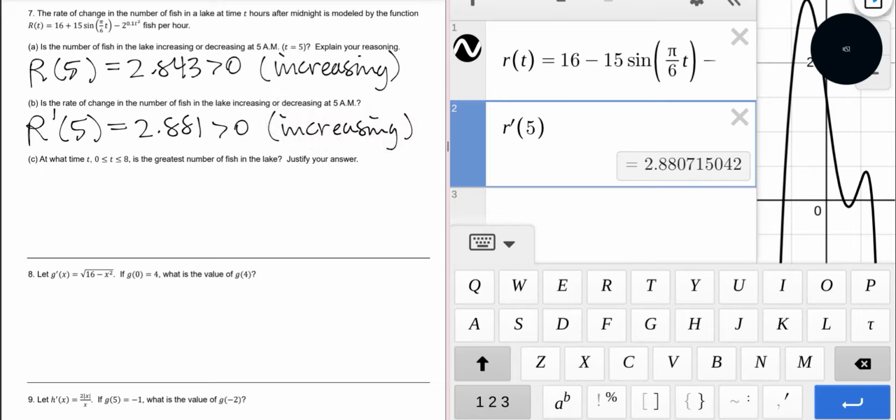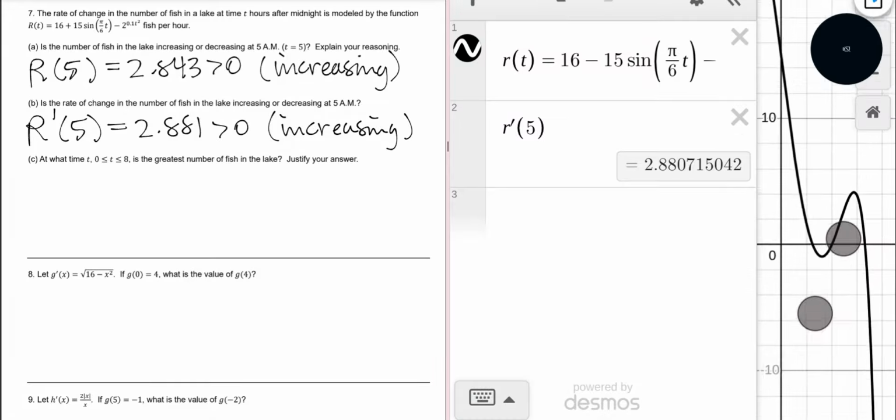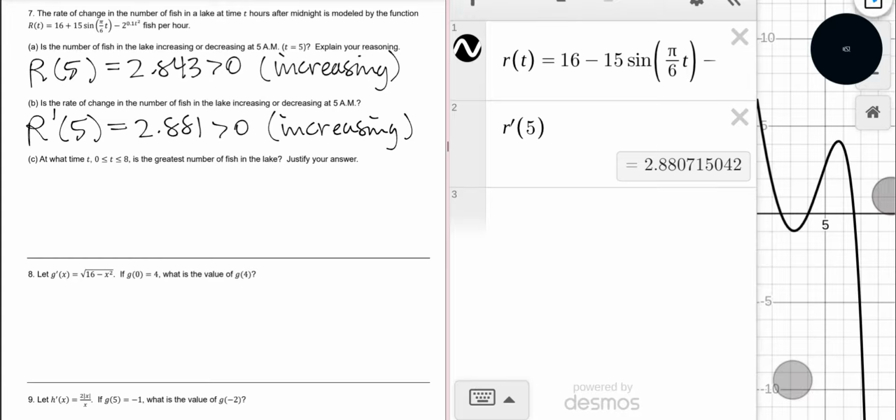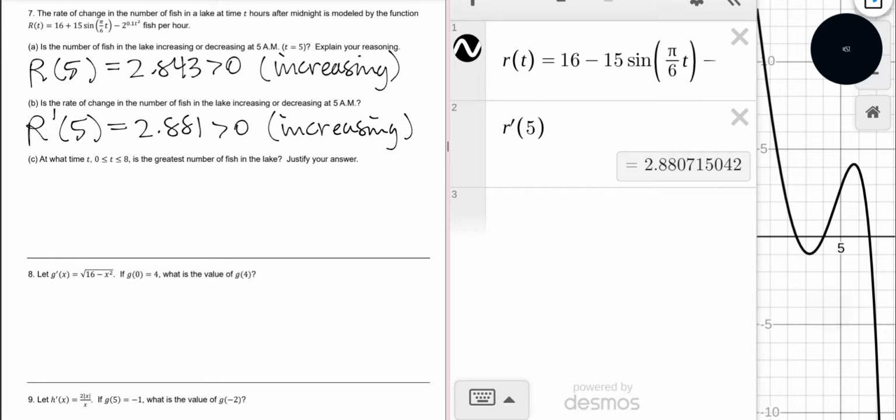Okay, at what time t between 0 and 8 is the number of fish in the lake at a maximum? Okay, that's multiple critical points. Okay, so that's going to be kind of a lot. And okay, so I'm obviously going to be checking t equals 0 and t equals 8, and I'm just going to call f the number of fish. And oh man, I'm going to define a function for f.